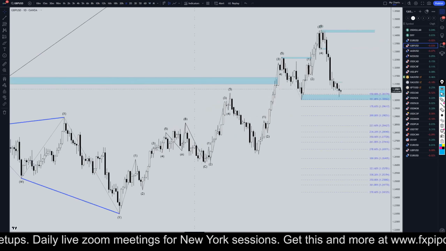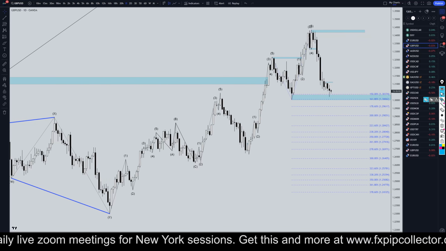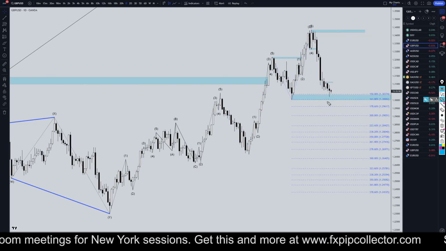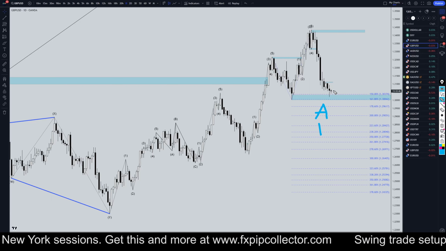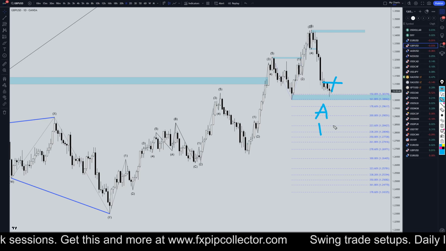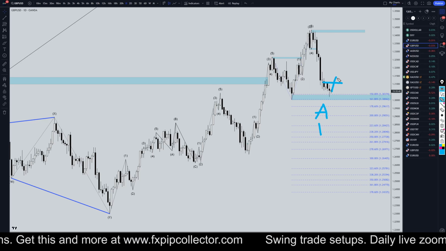Going down to the daily time frame. Now, on the daily time frame, this is definitely a downtrend right here. I would definitely assume that this is either a wave A or a wave 1. Now, if we do get a break of structure on like the 4 to 8 hour time frame, I'm definitely going to start looking for longs.